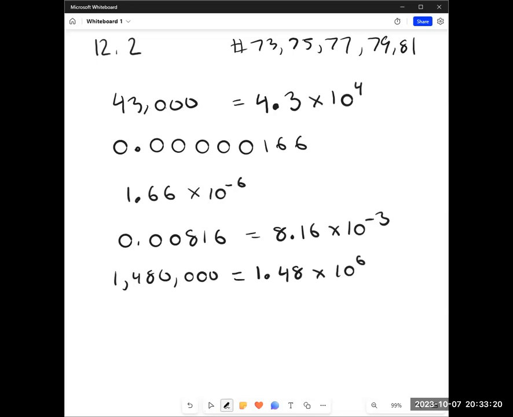The last problem here is going to be 2,300. It's going to be 2.3 times 10 to the third.